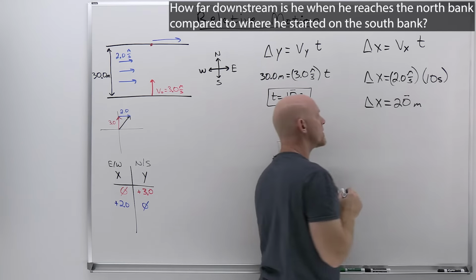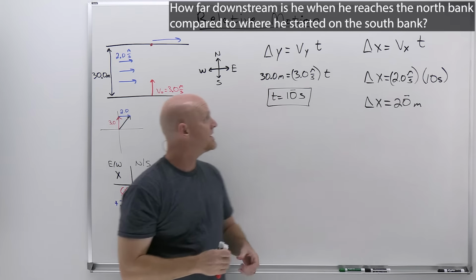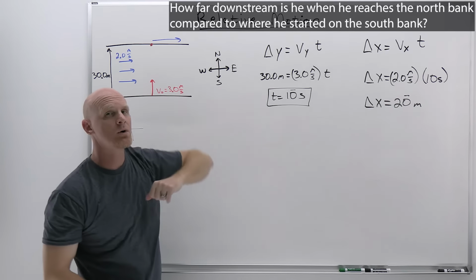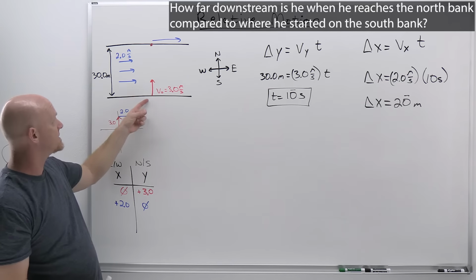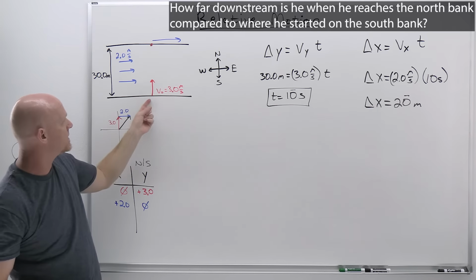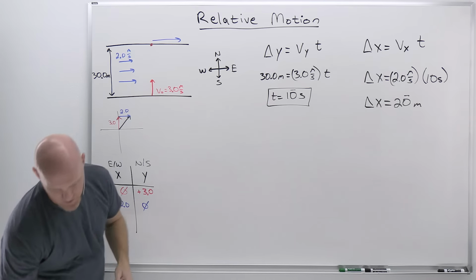And again, I'll put a bar over that 0 to make it 2 sig figs, but we can see that he's going to end up 20 meters downstream in the eastward direction relative to where he started. He's not going to end up, again, directly on the north bank from where he was on the south bank. Okay, that's question number 2.